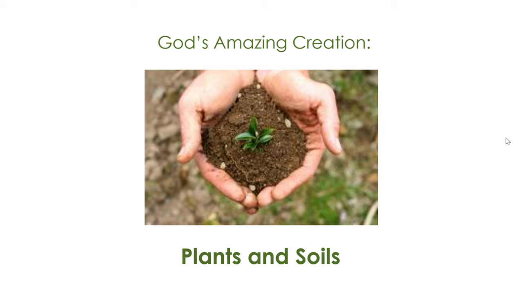The process that plants use to make food is called photosynthesis. To do photosynthesis, plants need sunlight. They also need carbon dioxide for this process. God provides carbon dioxide in the air. When plants do photosynthesis, they produce oxygen.